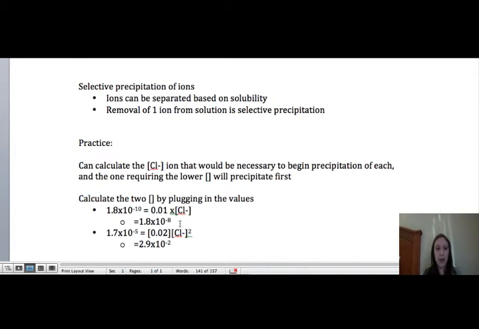Well, that means that this guy up here, which is my silver ion, will precipitate first, because that is the lower concentration of chloride that's needed to get it to actually precipitate.